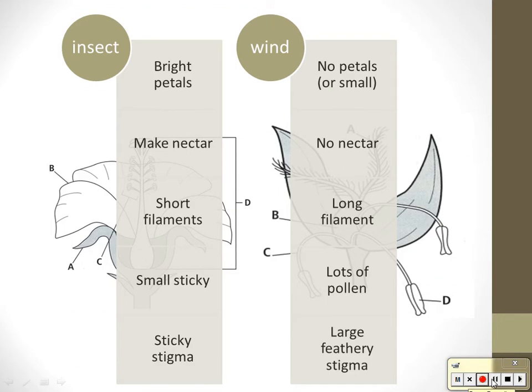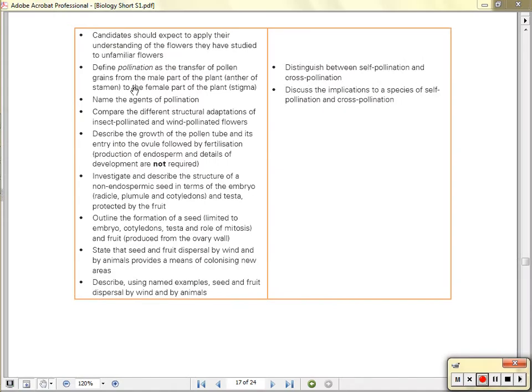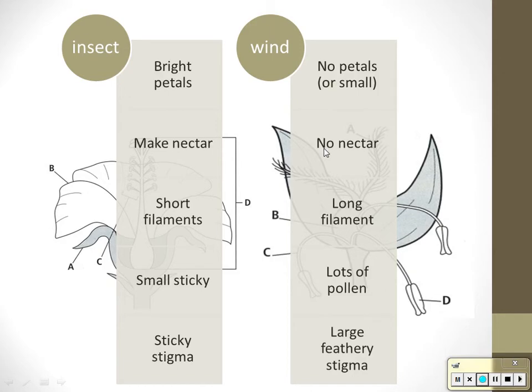And now you have to compare the differences between a wind-pollinated flower and an insect-pollinated flower. And it's straight in the syllabus: compare the different structural adaptations of insect and wind. So the big difference, insect-pollinated flowers are designed to attract the insects, so they're big and bright. They make nectar that is sweet. The filaments are short so that they're inside of the flower body where the insect wants to go and it brushes against it. The pollen is small and sticky, as is the stigma, also sticky.